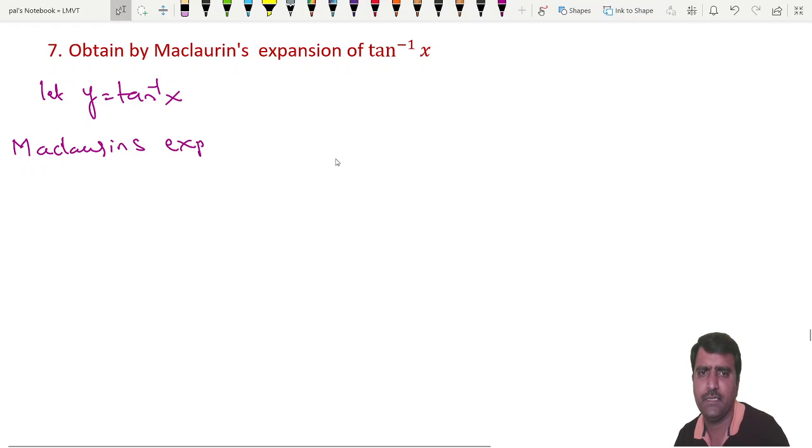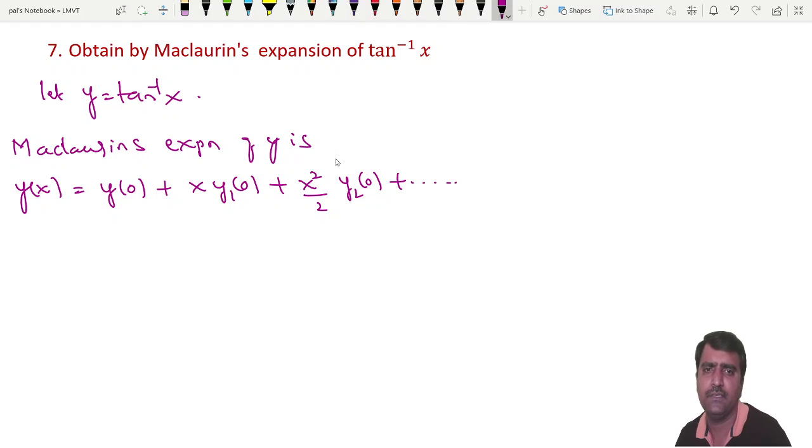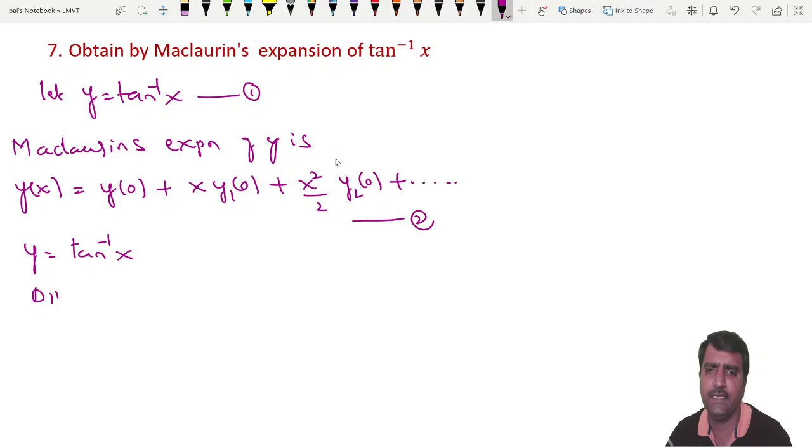Maclaurin's expansion of y is y of x is equal to y of 0 plus x into y1 of 0 plus x square by 2 factorial into y2 of 0 plus and so on. You take this as 1 and this expression as 2. Now you take y and differentiate that. Y is equal to tan inverse of x. So differentiate this with respect to x.